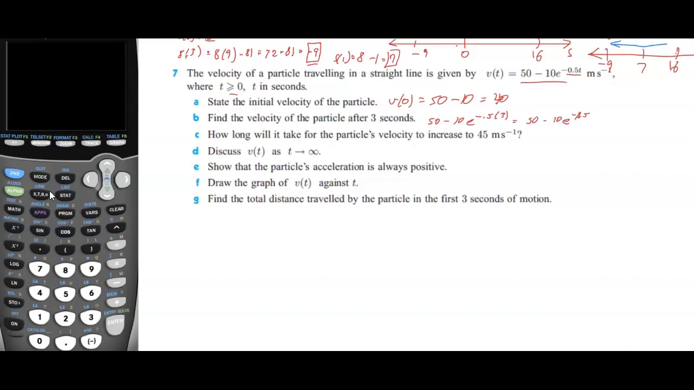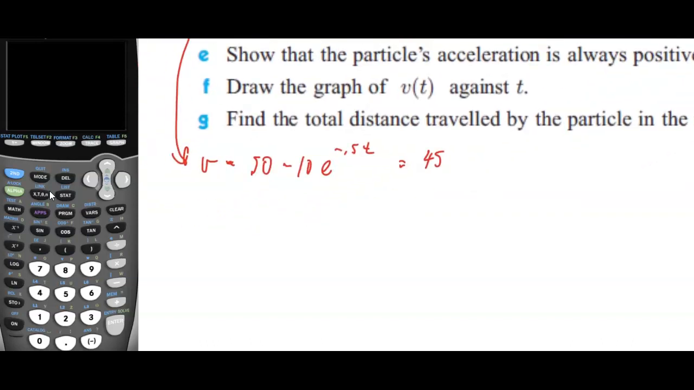How long will it take for the particle's velocity to increase to 45 meters per second? So in this case, we're going to say the velocity is equal to 50 minus 10 e to the negative 0.5 t. I'm going to set that equal to 45. And then how would I solve that without very much calculator use?